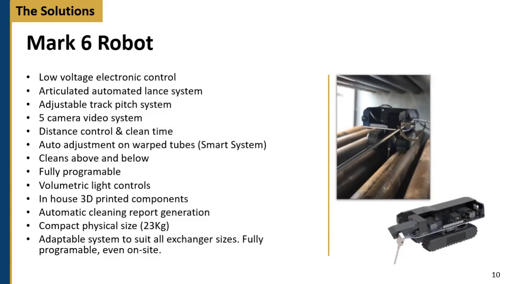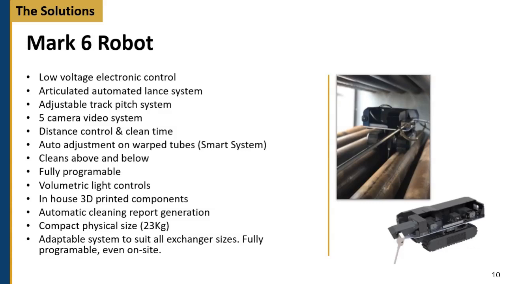Adjustable track pitch system. The pitch of the tracks can be adjusted dynamically from 150 to 355 millimeters maximum. This suits most of the furnaces that we work in. They're moved on linear slides by stepper motors. The pitch is set by data input and can be easily adjusted on site if required. Our Mark 5 robot was based on a modular design, so any adjustment would require a rebuild, which might take a few hours to complete. So it's a really simple system and a great new way to change pitch of the tracks.